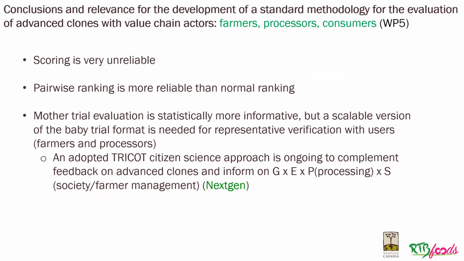So, conclusions and relevance for the development of a standard methodology for the evaluation of advanced clones with value chain actors. That's work package 5 work. We see that scoring is very unreliable. We analyzed that data and there's absolutely no statistical significance to it. While doing the work, we also saw that people didn't know when to score a variety 4 or 1, so you get a lot of 3s. If in doubt, everything becomes 3. So that's quite clear. And pairwise ranking is more reliable than normal ranking.